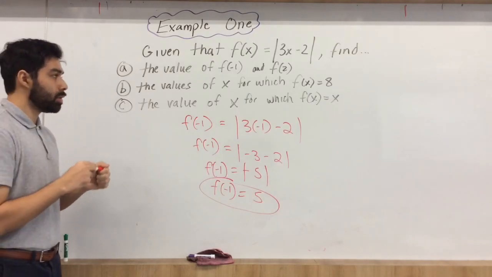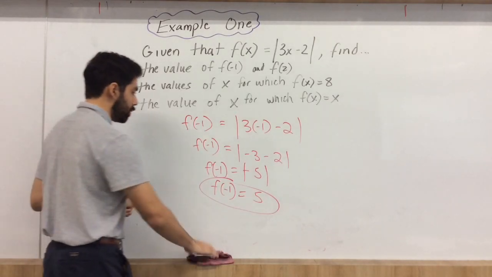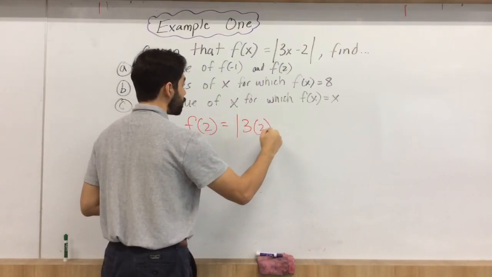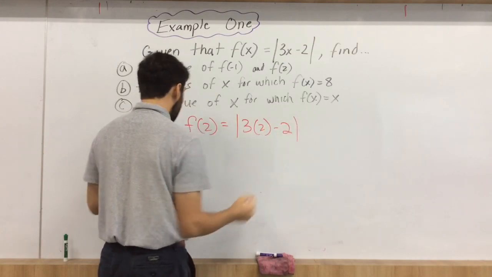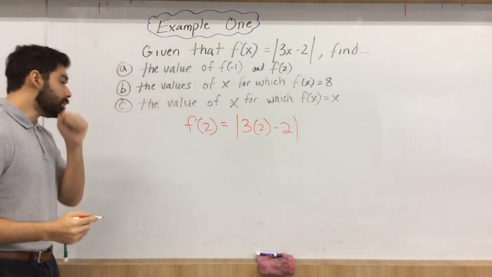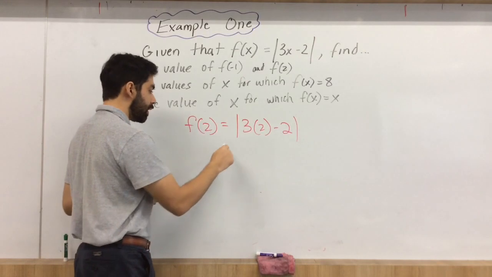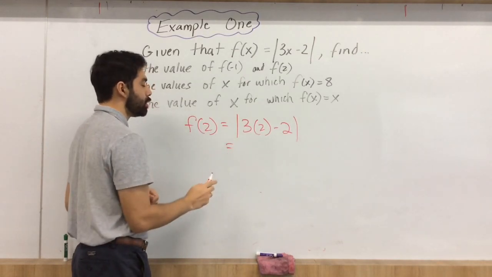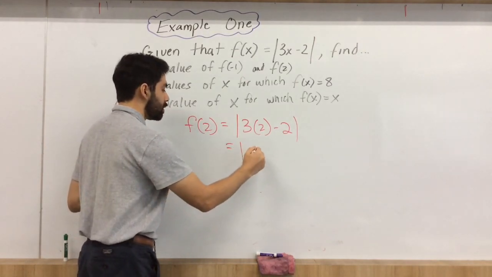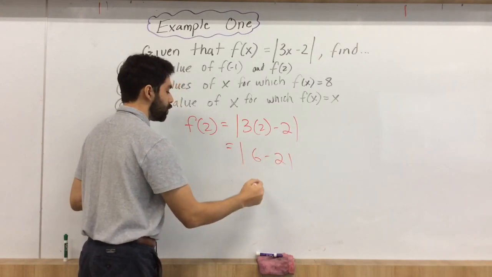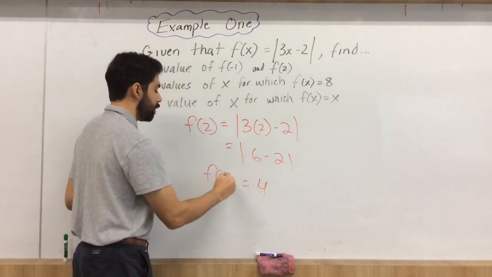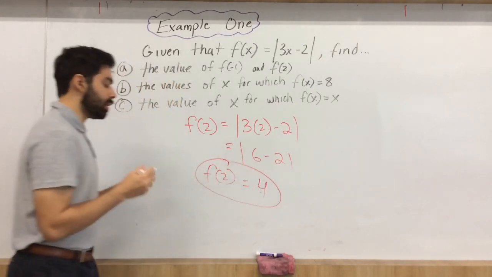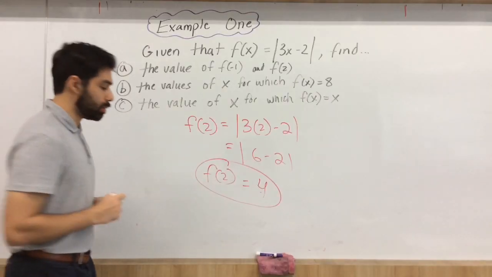Okay, so let's go ahead and do f of 2 now. So for f of 2, again, do the same thing. Plug in 2 for x. Simplify, you're going to get 6 minus 2, which is 4. Absolute value of 4 is just 4. So f of 2 is 4, or f of 2 is equal to 4. Okay, let's go into b.